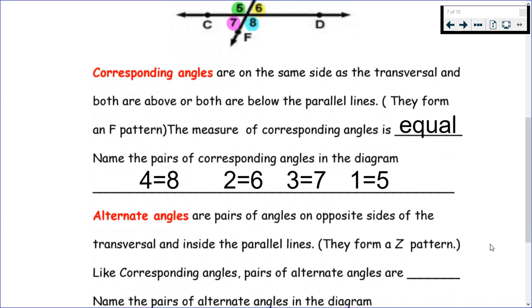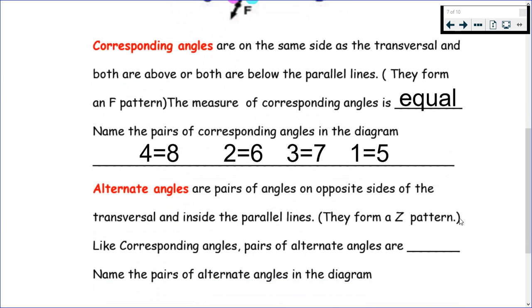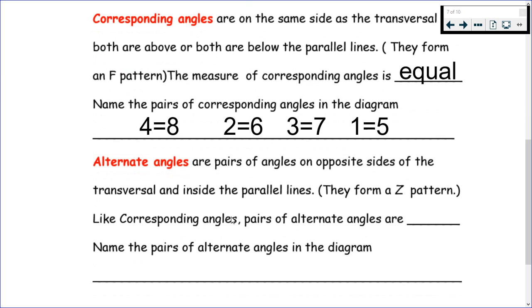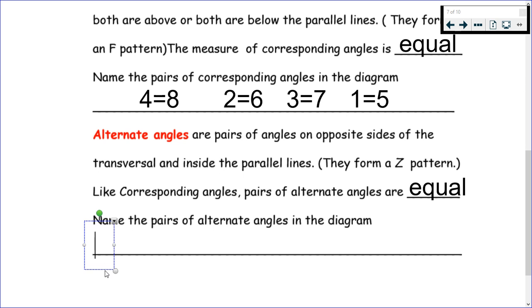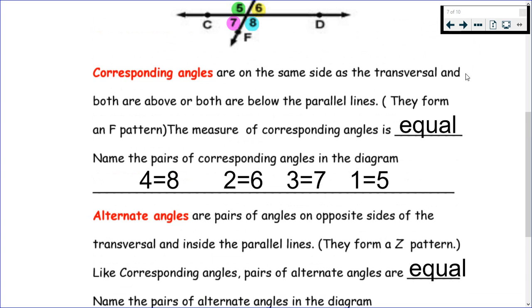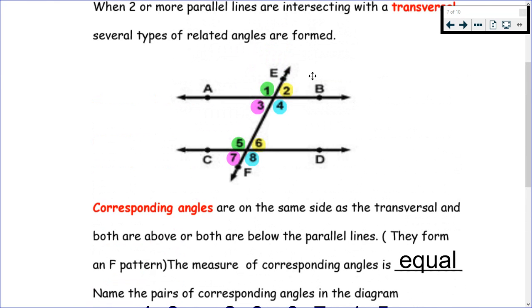We also have alternate angles. These are pairs of angles on the opposite sides of the transversal and inside the parallel lines. Like corresponding angles, pairs of alternate angles are equal. I know this sounds a little confusing, but if you can just remember a Z pattern, I'll illustrate on the above diagram in a moment. I'll give you the answers right away, and then we'll take a look. So which angles are the same? 3 and 6 are the same, and 4 and 5 are the same. So let's go up and see if we can see that Z pattern they're talking about. 3 and 6, and 4 and 5.